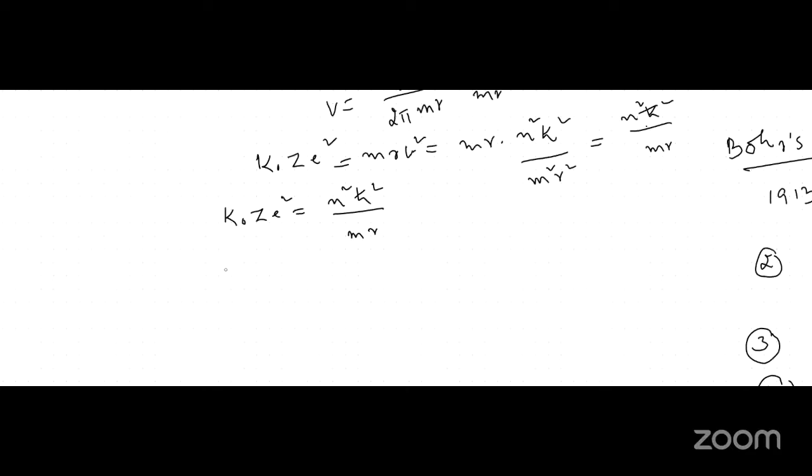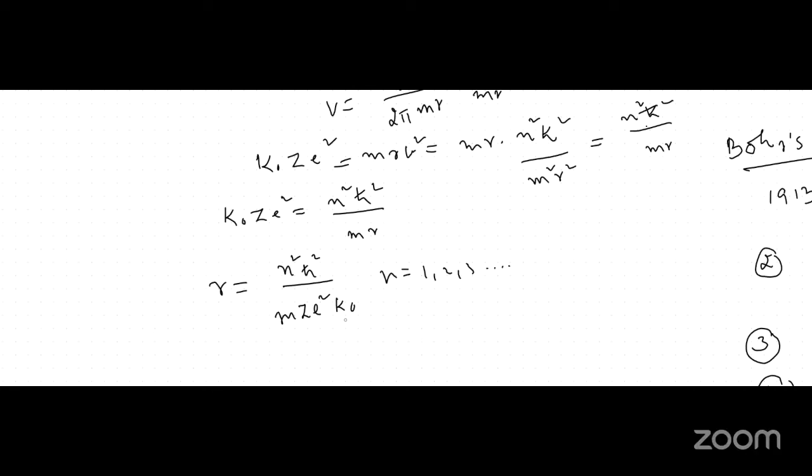R can be given as n square h cut square by m Z e square into k naught. Here n value can take 1, 2, 3, and so on. Similarly, this r is nothing but the radius of the orbit, already we have discussed.